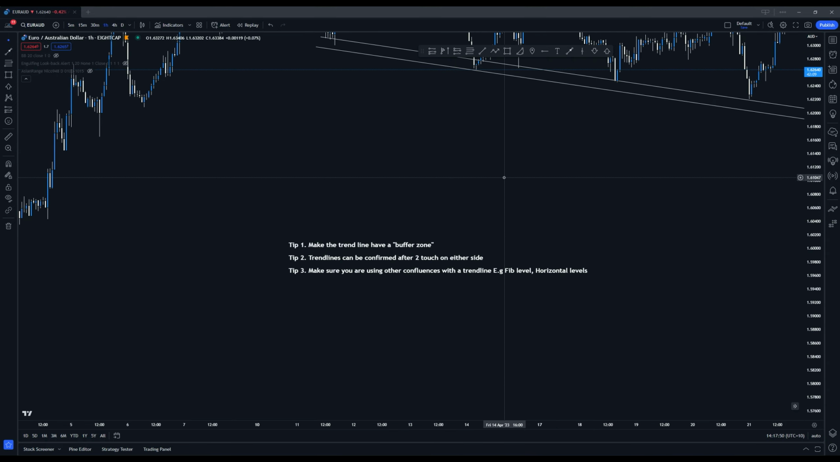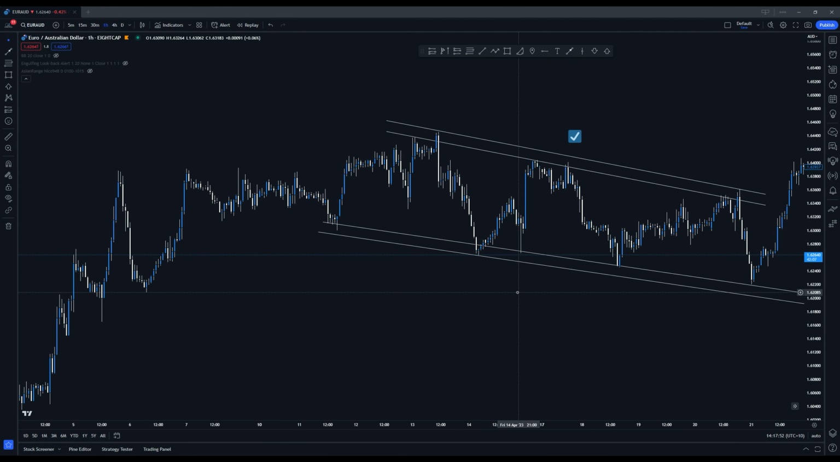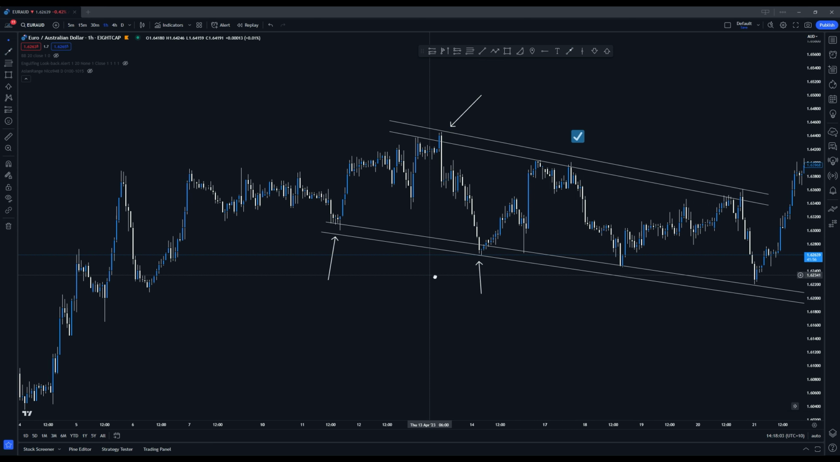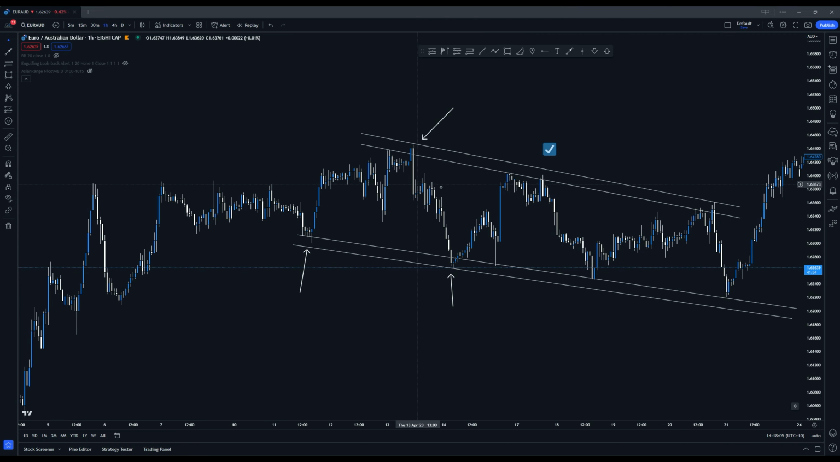Trend lines can be confirmed after 2 touches either side. Technically, it can almost be confirmed after 2 touches on one side and 1 touch on the other side, meaning we have 1 touch here and we have 2 touches here. We could pretty much confirm a trend line is starting to form.